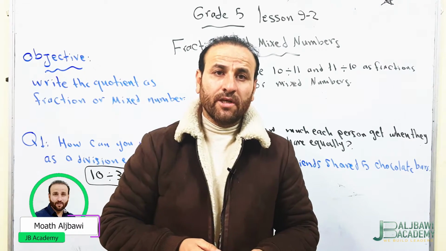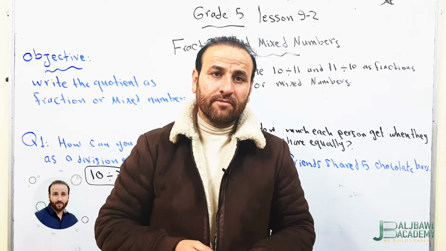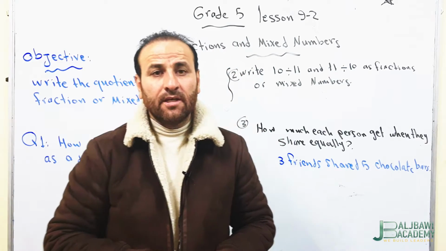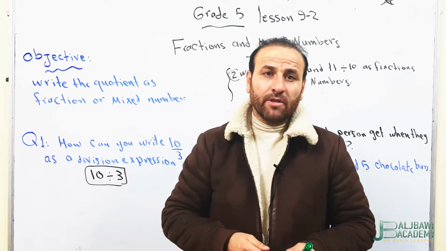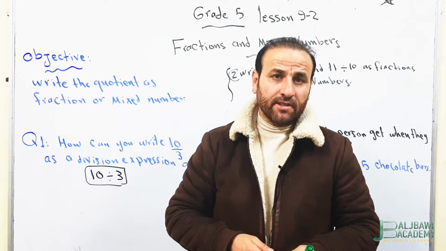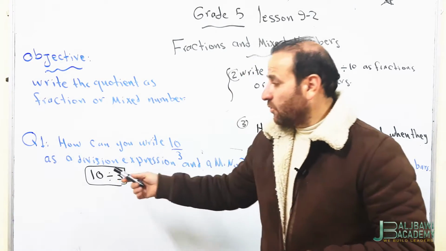In this video, we're going to discuss a very important lesson, which is lesson 9-2 in grade 5, fractions and decimals. Our objective will be, by the end of this session, we will be able to write a quotient as a fraction or mixed number. Here, I will discuss some questions.